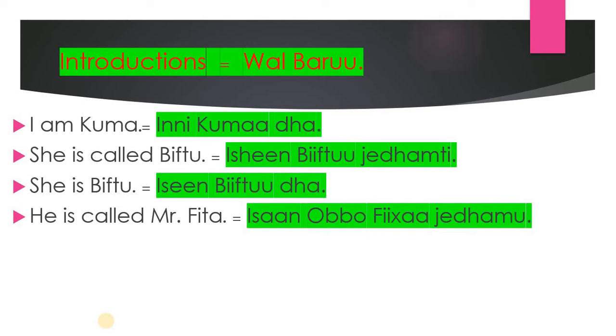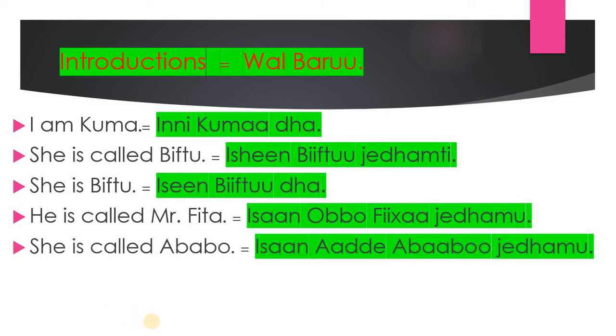So Isaan Obbo and jedhamu are words for respect. We have seen what Obbo means earlier. It means Mr. But sometimes it is also used for big brother or for uncle. So it's still for somebody who is older than us. Isaan Obbo Fita jedhamu. That's how we introduce a respectful person or an elderly person as well.